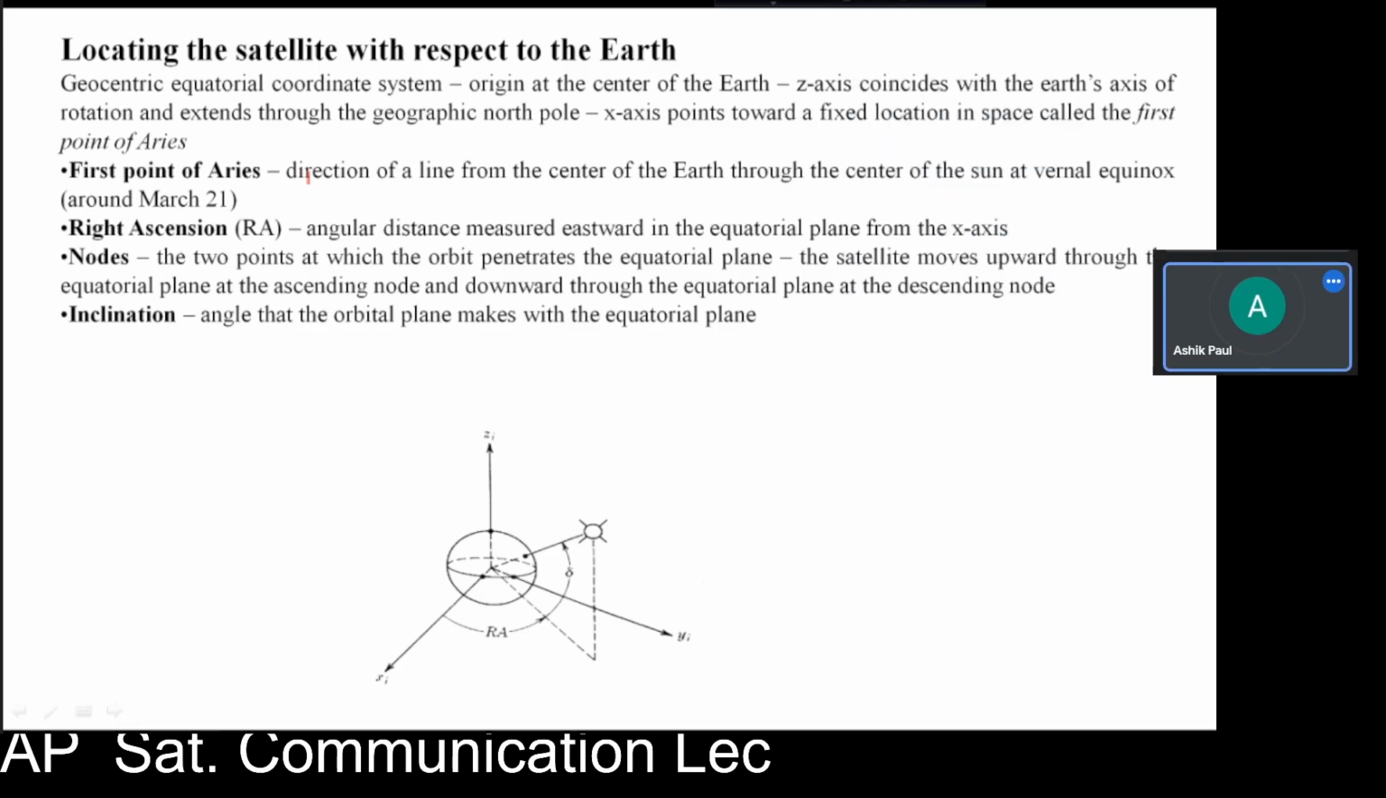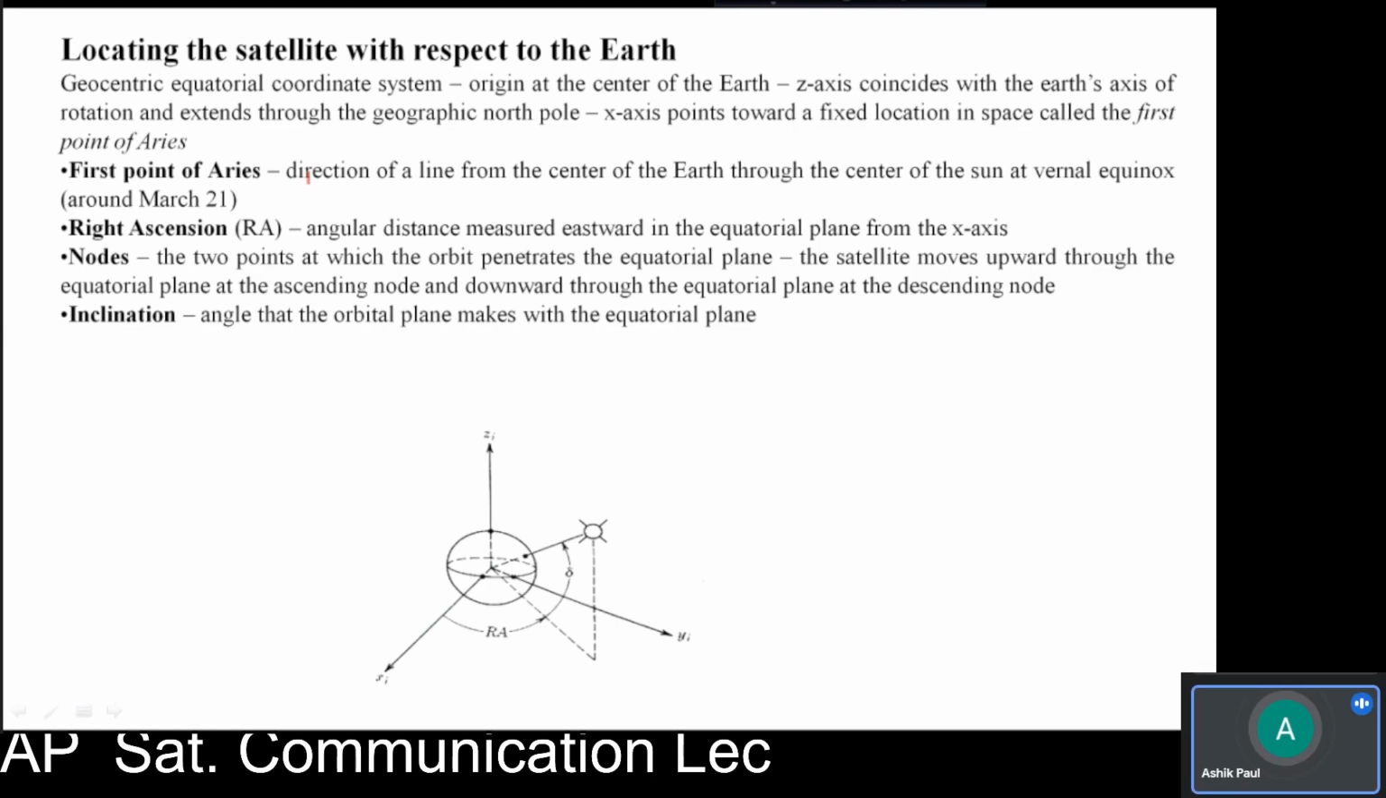So this first point of Aries is defined in this fashion: if you join the center of the earth with the center of the sun on the day of the vernal equinox, then that direction points towards the first point of Aries.